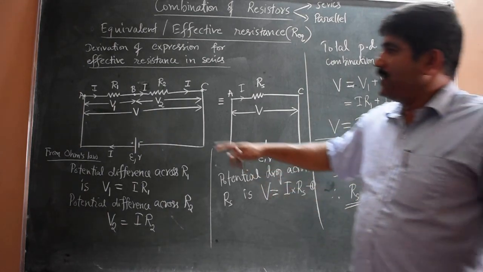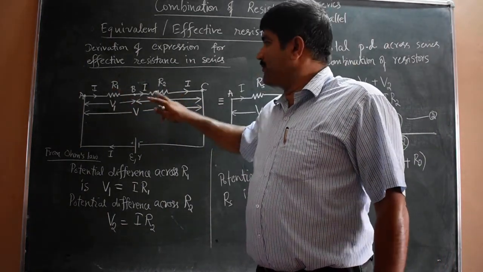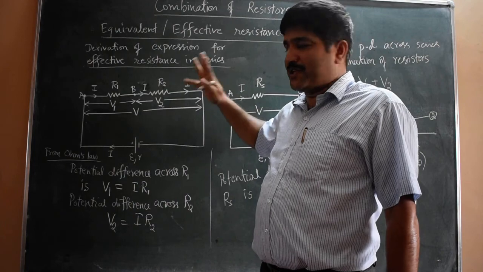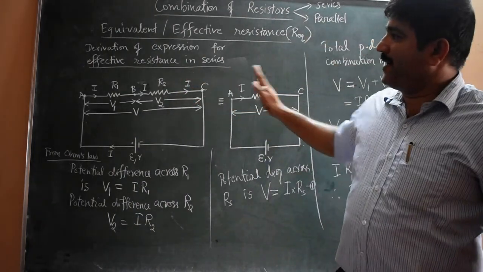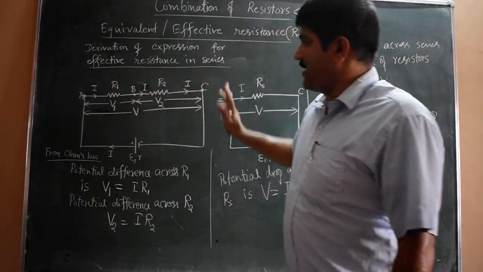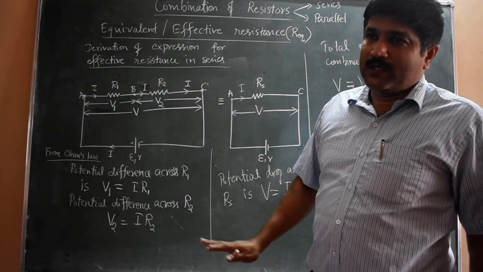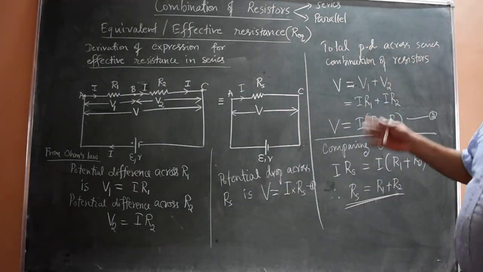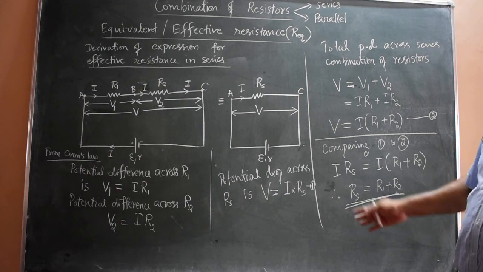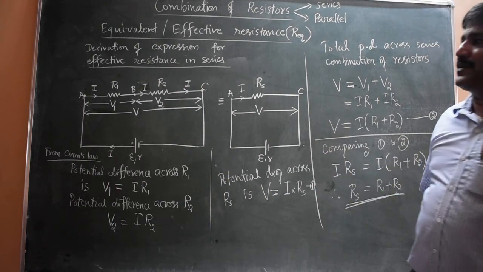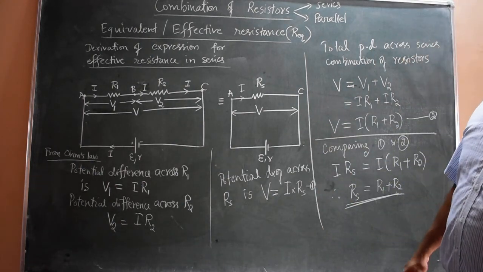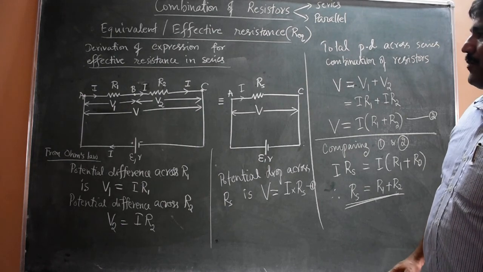For example, the resistance R1 is 2 ohm and the resistance R2 value is 3 ohm. Then equivalent resistance between A and C will be 2 plus 3, 5 ohm. So it is a very simple law. It is series combination of resistors. Hence, simply adding the resistance values gives you the effective value of the series combination.